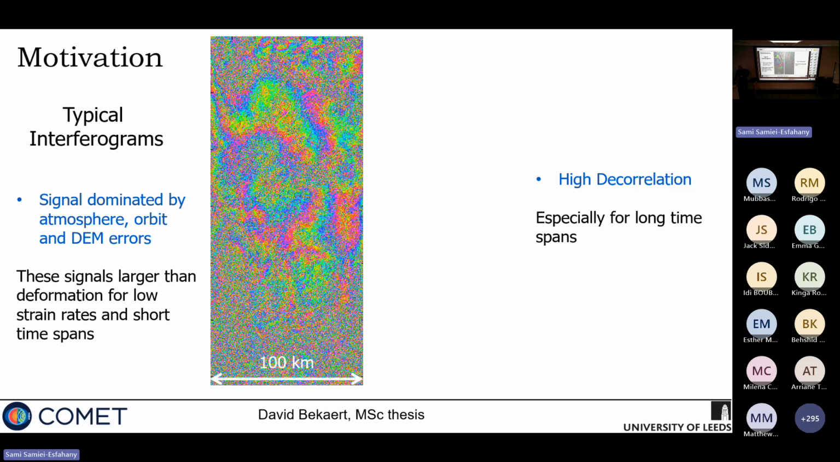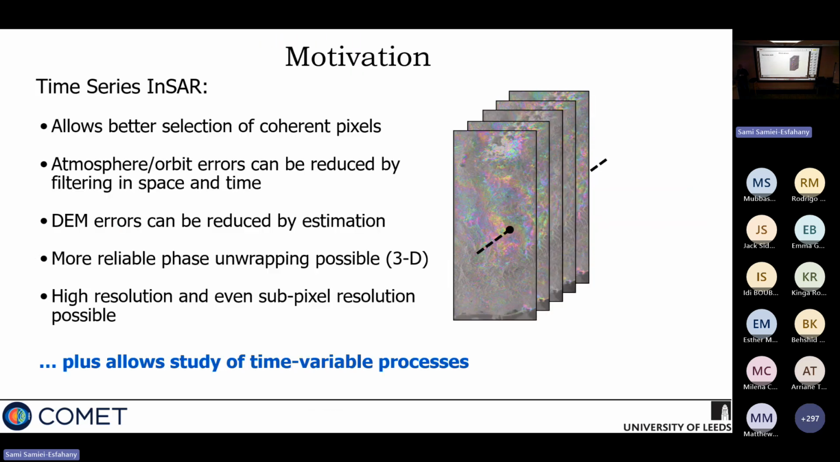And it can be even worse, right? You can have even worse decorrelation, especially if you make interferograms that cover a longer time period, or there's a big separation between the orbits of the satellites, you get even more noise. So I would say this is really the primary motivation for time series InSAR. Other ones: it's just to reduce these noise sources. So you can better select which pixels are coherent, so you can help that issue. And you can reduce these other nuisance terms like atmosphere and orbit errors, chiefly atmosphere, it has to be said. And this can be reduced by taking your time series and essentially filtering in time and space.